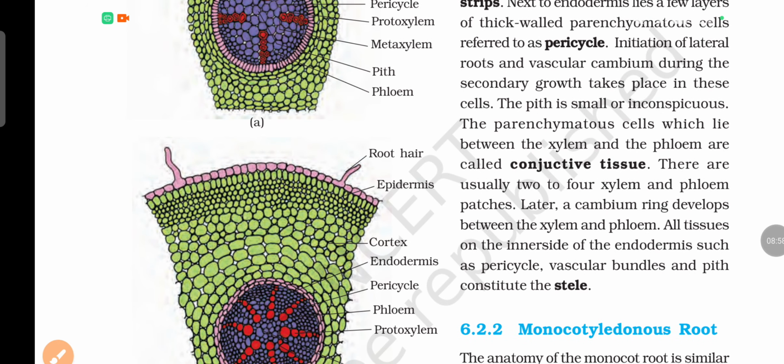Parenchymatous cells which lie between the xylem and phloem are called conjunctive tissues. There are usually 2 to 4 xylem and phloem patches. Later, a cambium ring develops between xylem and phloem. All tissues on the inner side of the endodermis, such as pericycle, vascular bundle, and pith, constitute the stele.